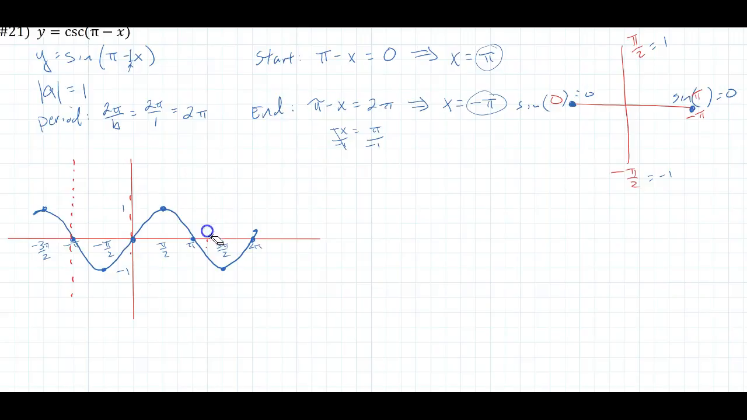Not there. And then cosecant is just parabolas at my maximum values. So cosecant is going to be the red graph, and that's it for 21.